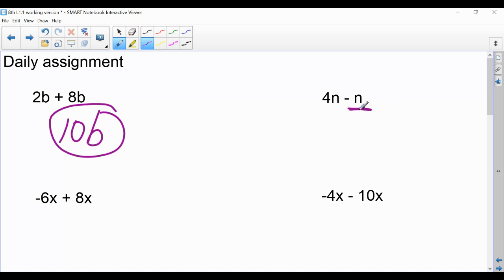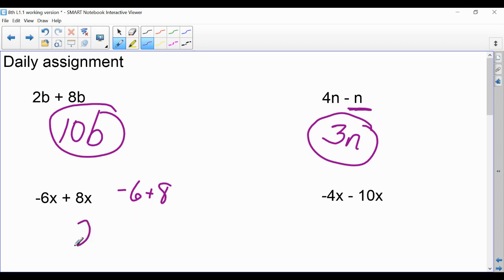Next one says 4n minus n. Now remember, in front of that n is actually a 1. So if we have 4 n's and we take away 1 n, we have 3 n's left. Next one says negative 6x plus 8x. So this is a negative plus a positive. Different signs, find the difference. If we look at the numbers alone, the problem would be negative 6 plus 8. So 8 minus 6 is 2. Answer gets the sign of the larger number, which is a positive, and then we just bring down the x. So the answer for that one is 2x.